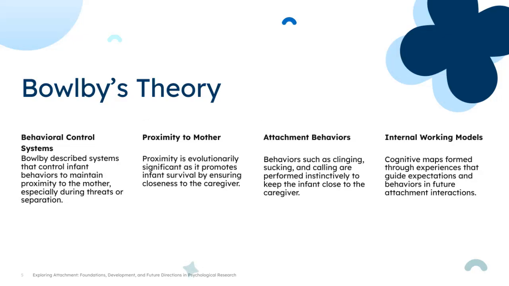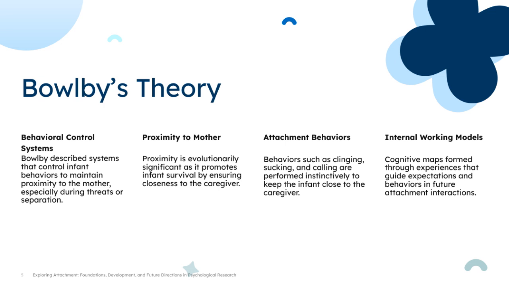Bowlby's theory centers on the idea of behavioral control systems, which regulate the behaviors infants display to stay close to their mother, especially when they feel threatened or separated. This closeness or proximity is crucial from an evolutionary perspective because it increases the infant's chances of survival by keeping them near a caregiver who can provide protection and care. To maintain this proximity, infants instinctively perform attachment behaviors like clinging, sucking, and calling out. These actions are hardwired responses aimed at keeping the caregiver close.